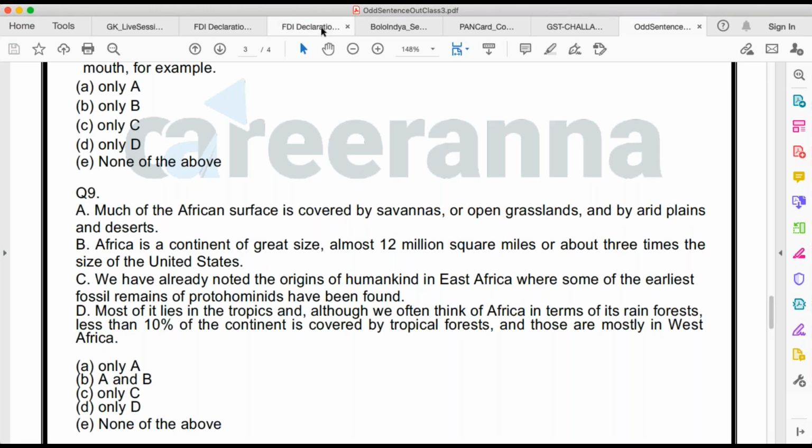Question number nine. Word of mouth could be anything which spreads just by people speaking and talking to each other. Shankar, it's not always the case, but 99.5% of the time you will find one sentence out. Don't go for none of the above very easily, unless you see that all the sentences are clearly related.